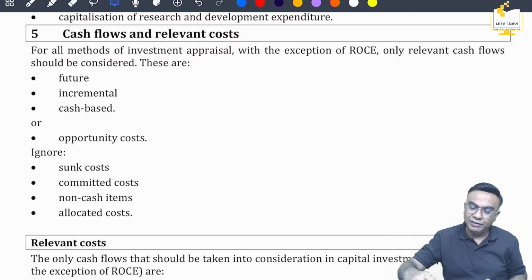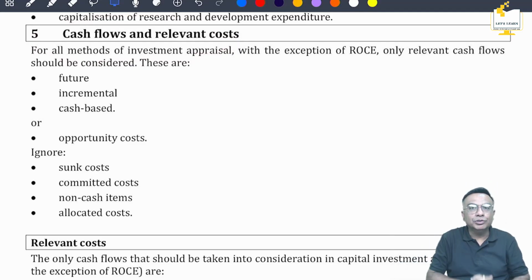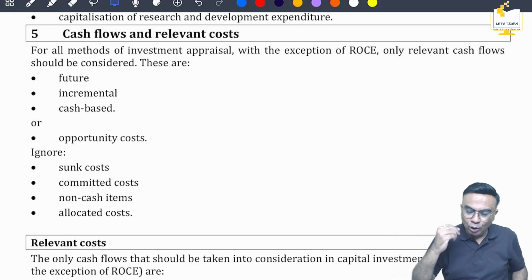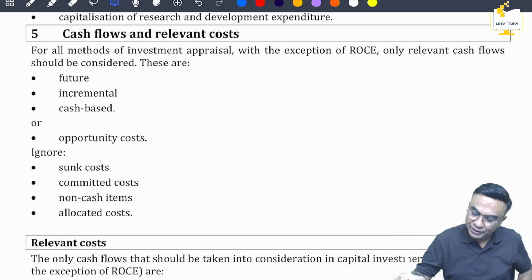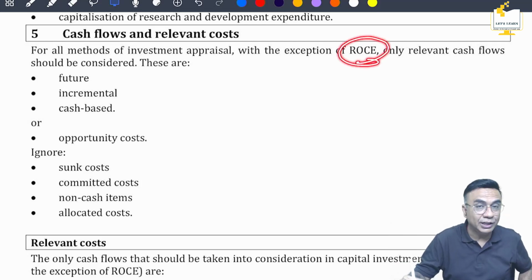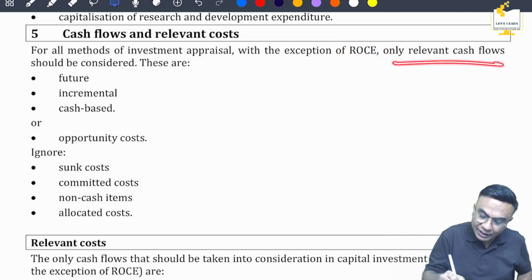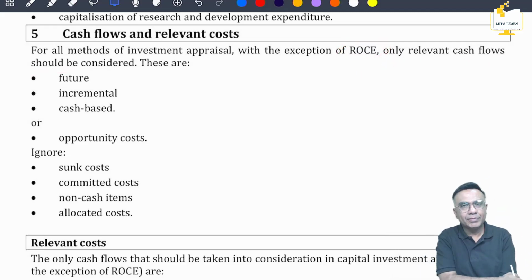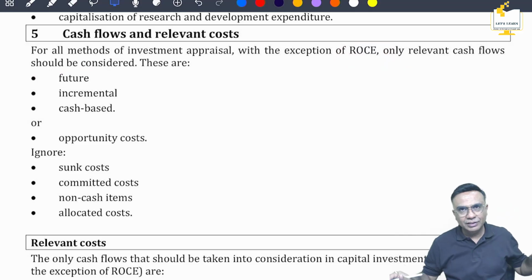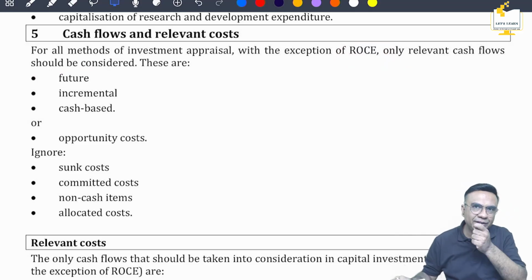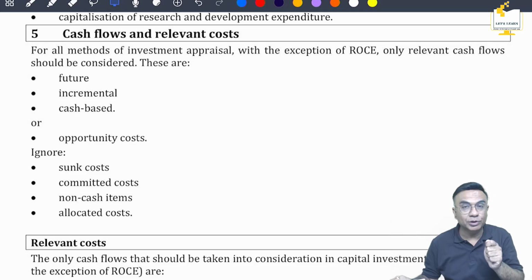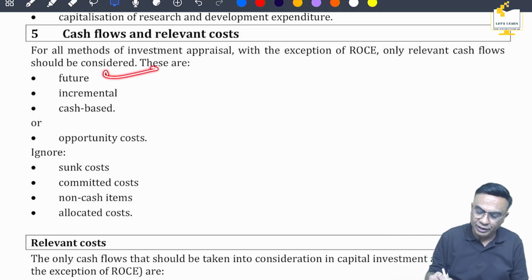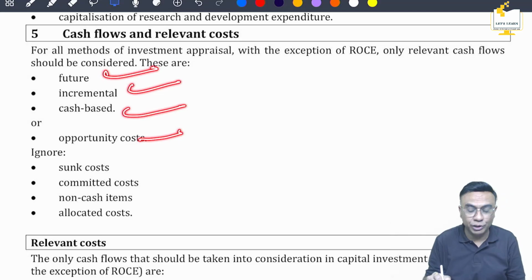Cash flows and relevant cost. Very, very important concept. Now guys, for all methods of investment appraisal, with exception to ROC, I told you, only relevant cash flow should be considered. In all the methods except ROC, everywhere we take cash flow, so cash flow becomes more important. These are future, incremental or cash based or opportunity cost. These are future cash flows.